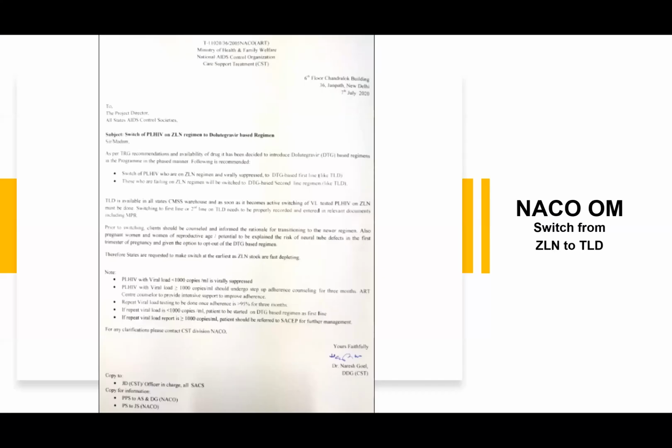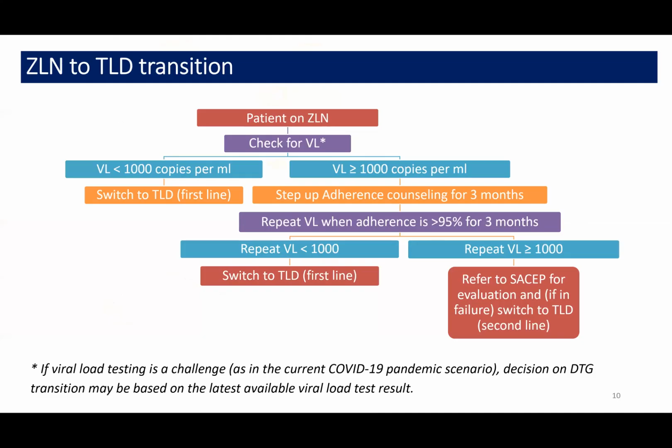So this was the office letter which was sent from NACO on 7th of July this month, which says that you need to shift the patients from ZLN to TLD based regimen. Now TLD, I guess, is not available at all ART centers as of now, but it has reached the SACS and the distribution has started from SACS, and ART centers should be able to receive TLD stocks very soon, those who have not yet received.